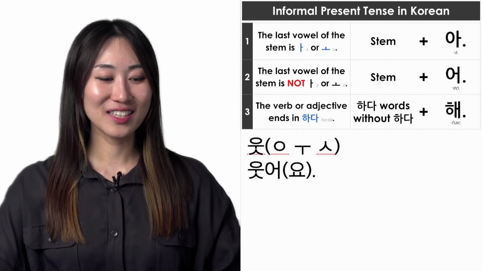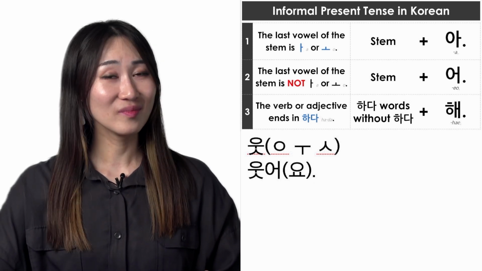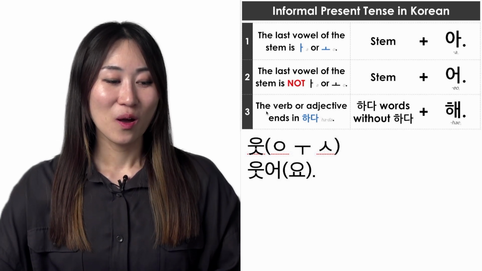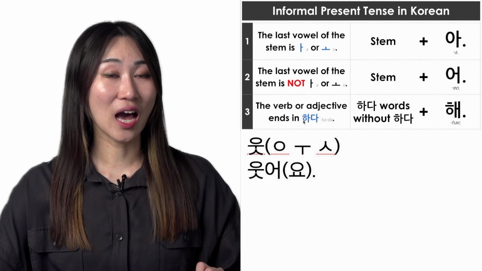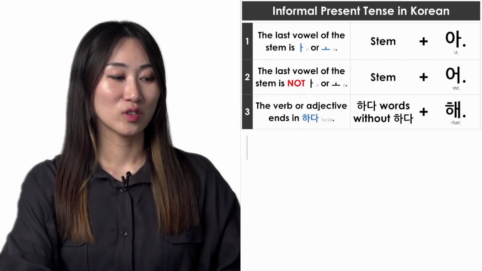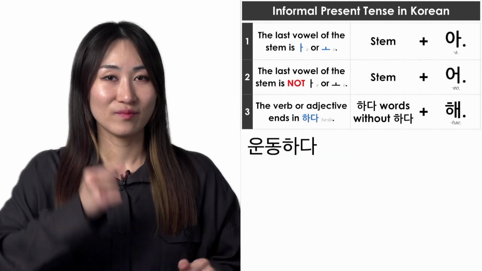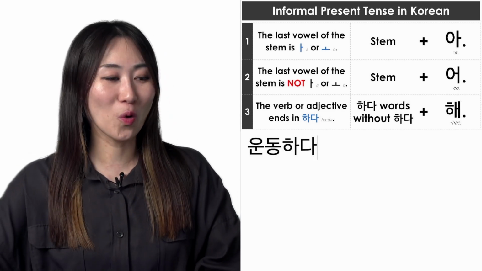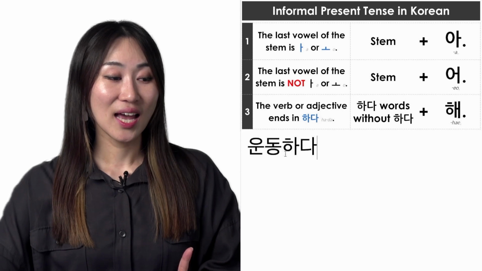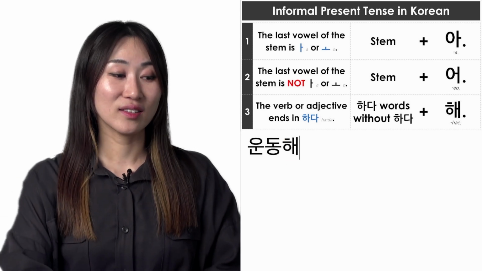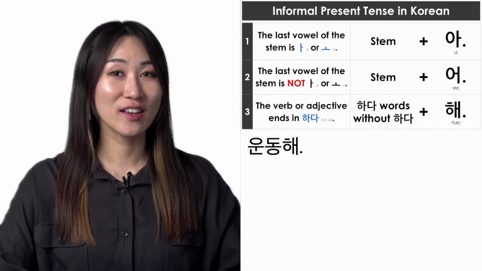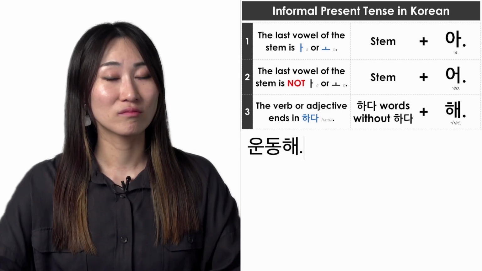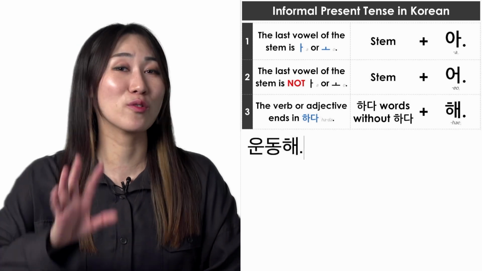Okay, now let's look at the last one. Last one is simple, right? So if the verb or adjective ends in 하다, for example, 운동하다, to exercise. Replace 하다 with 해. That's it. 운동해.